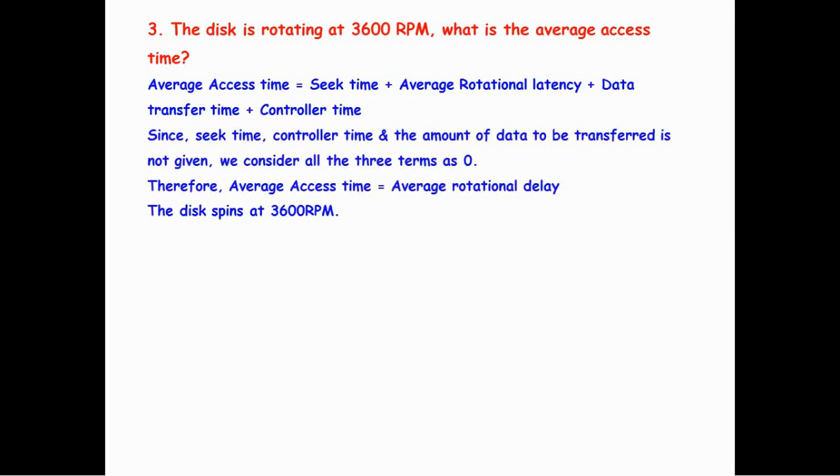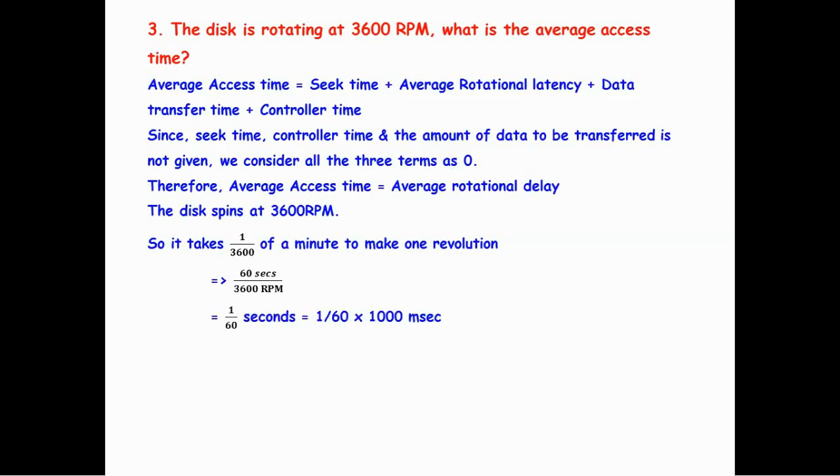Now, the disk spins at 3600 rotations per minute. So it takes 1 by 3600 of a minute to make one revolution. This is nothing but 60 seconds divided by 3600 rotations per minute.